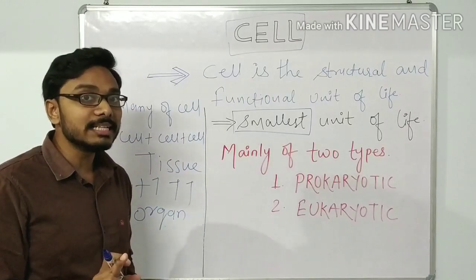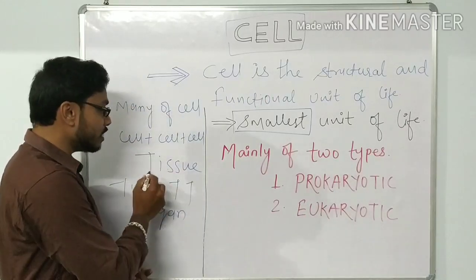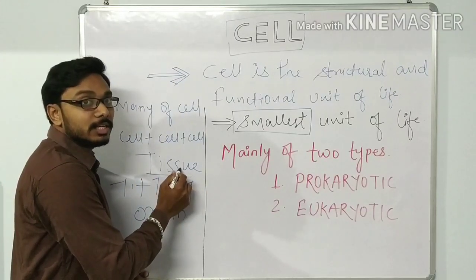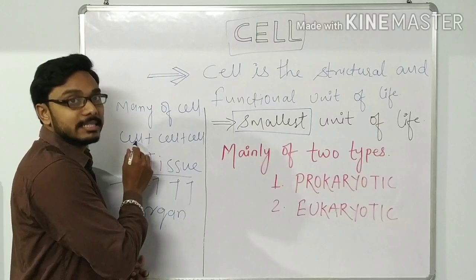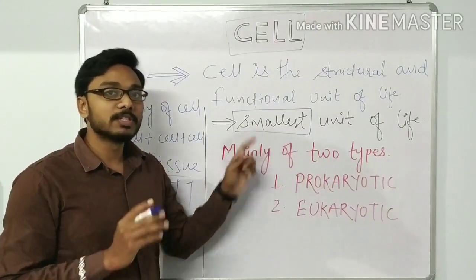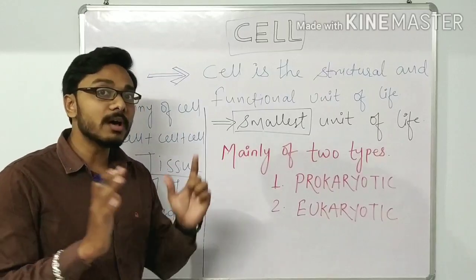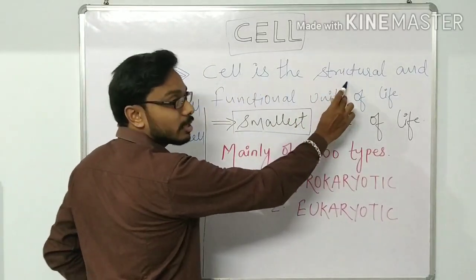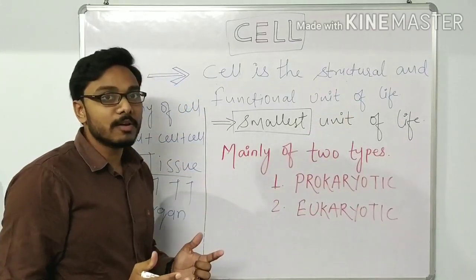And what is the heart made up of? Heart is made up of many tissues. And what is tissue made up of? Tissue is made up of cells. So we can say cell is the smallest unit of life. Many cells comprise to form the whole organism. So we can say cell is structural. It gives structure to any living organism.